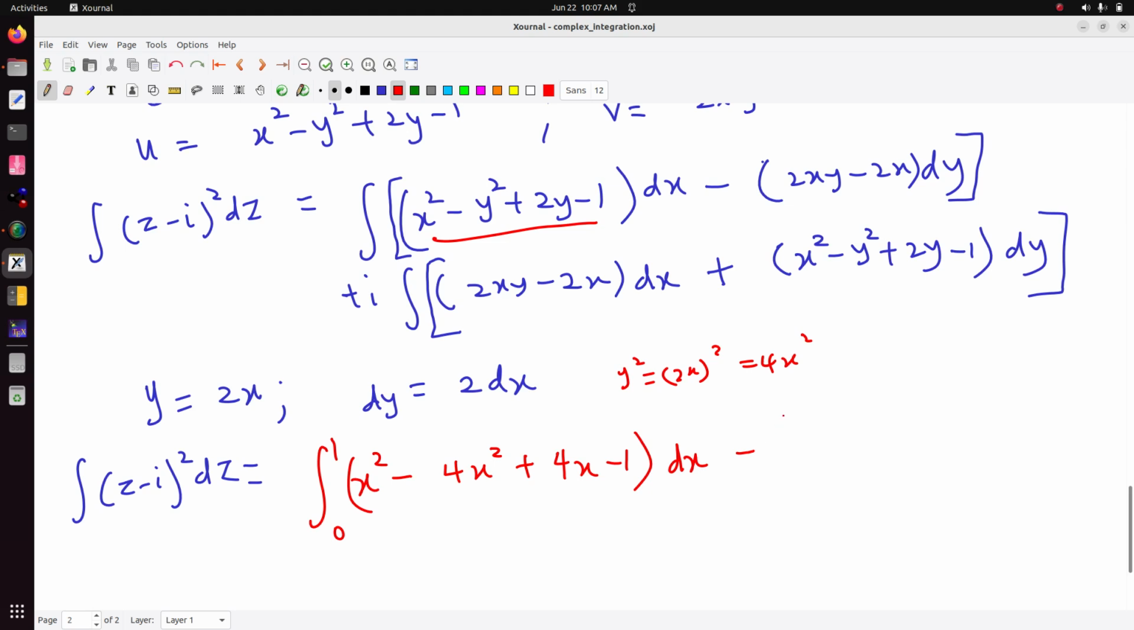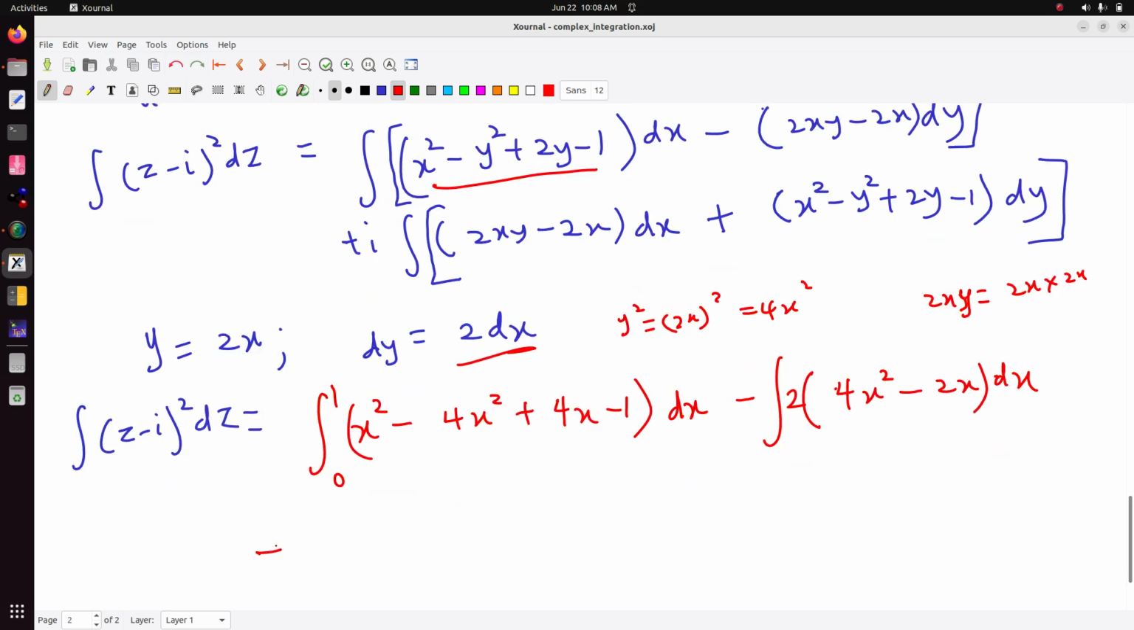Then for the second one, minus 2xy, that is 2x times y, and y is now 2x. So 2xy means 2x times 2x, which is 4x squared. So 4x squared minus 2x dy. Now dy is 2 dx, so we can bring the 2 here, then dx.